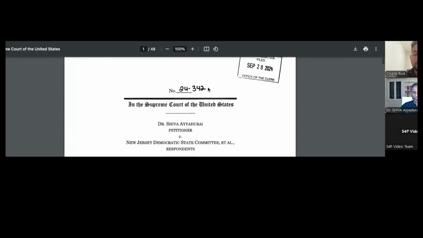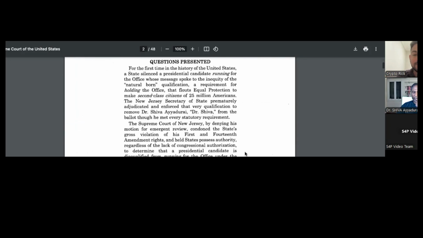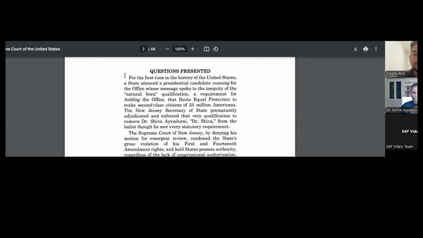Okay, so this is a petition. You have to do it in a very particular format. You see, we filed it on September 26th. And the first page of it has to be exactly, I think, 4 1/8 by 7 1/8 height. Century book font, 2-point spacing. It's quite interesting. It's like old school. So this is what I presented to the Supreme Court. I said, for the first time in the history of the United States, a state silenced a presidential candidate running for the office of president whose message spoke to the inequity of the natural born qualification, a requirement for holding the office.